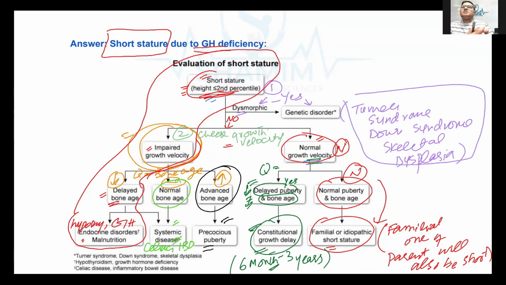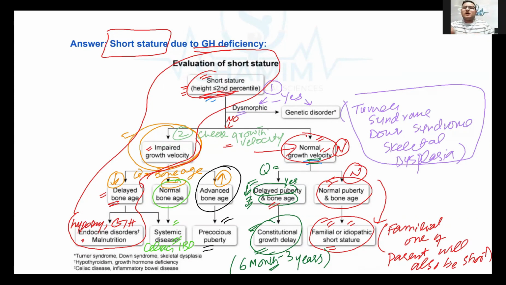If there is no dysmorphic feature, your next question will be, is the growth velocity normal or impaired? If the growth velocity is normal, you will go from this side. Then you will ask, what is the bone age? Is it decreased or normal? If bone age is normal, then there will be familial short stature, and you will see that one of the parents will also be short. If there is normal growth velocity but a delayed bone age, there will be constitutional growth delay. There will be a specific period where the bone age will be decreased, but adult height will be maintained after the age of 9 or 10.